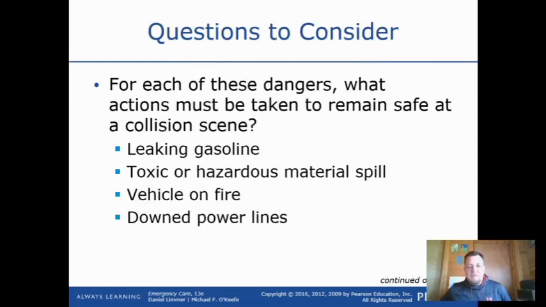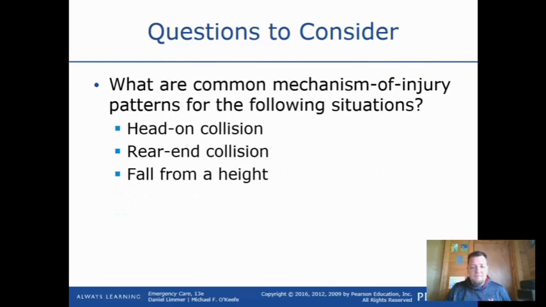Okay, so these are just questions I want you to think about. There's no assignment or anything like that. Just think about these questions right now as I go through them. So for each of these dangers, what actions must be taken to remain safe at a collision scene? So what kind of safety precautions do you want to take at each of these scenes? Leaking gasoline, toxic or hazardous material spills, vehicle on fire, down power lines.